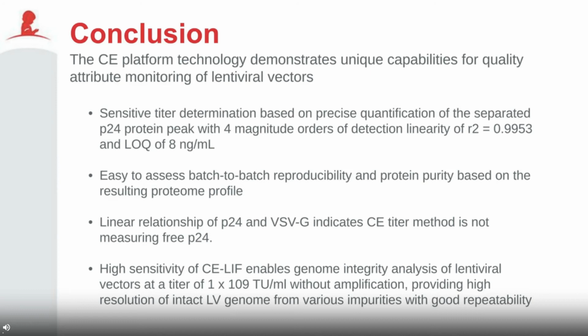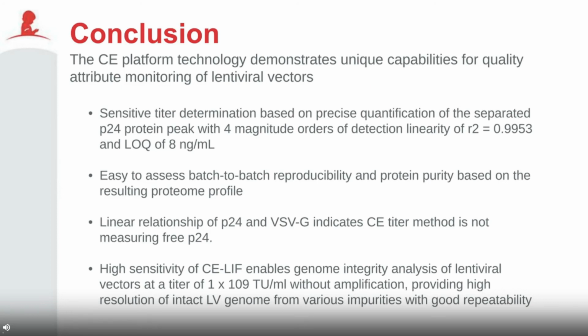All right, so in conclusion, the CE platform technology demonstrates unique capabilities for quality attributes monitoring of lentivirus vectors. We've shown that there's a sensitive titer determination based on the precise quantification of P24 proteins with 4 orders of magnitude of detection linearity, an R square of greater than 0.99, and an LOQ of 8 nanograms per mil. With this method, it's easy to assess batch-to-batch reproducibility in terms of titers as well as protein purities, based on the evaluation of the resulting protein profile that we showed.